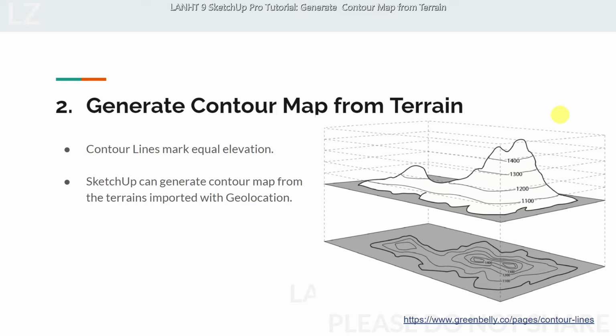Contour lines are a set of continuous lines that mark equal elevation, like 1100, 1200, 1300, with 100 feet intervals. We usually get these contour maps from a surveyor, architect, or other city department. However, in SketchUp, we can generate a contour map from the terrain we just imported with geolocation. I'll show you how to do it.